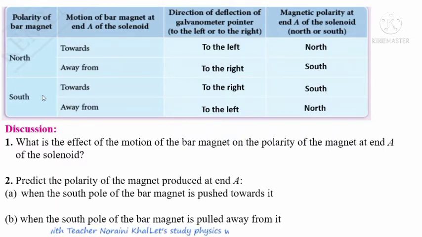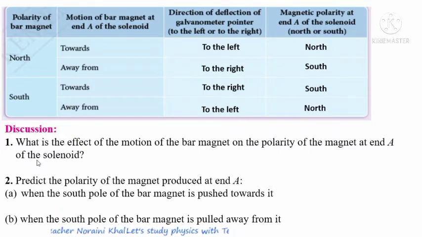For the second part, we use the south pole of the bar magnet. South moves towards NA. NA becomes south. So current flows from left to right. Galvanometer pointer deflects to right. South moves away. NA becomes north. Direction of deflection of galvanometer pointer is to left.